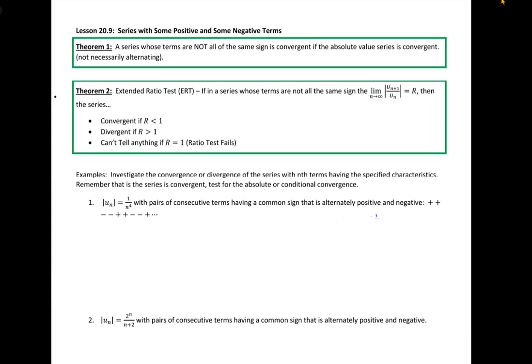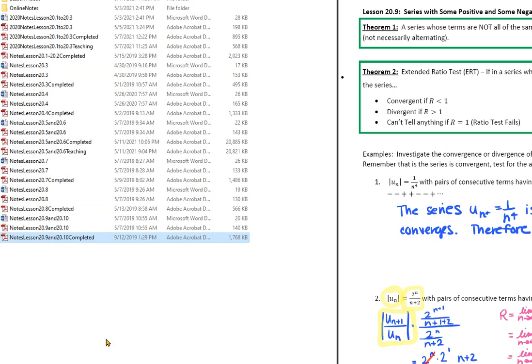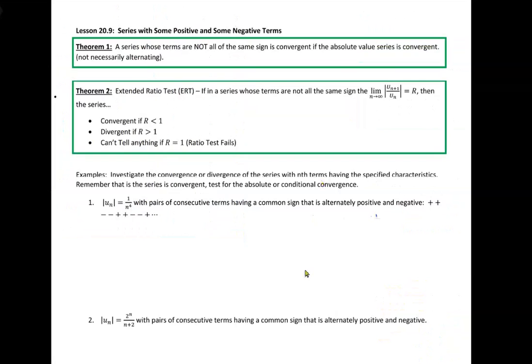Lesson 20.9. So here we're looking at series with some positive and some negative terms. Okay, so we have a series. Hold on, actually, I need to do one more thing.